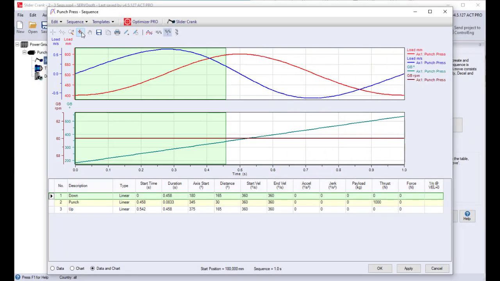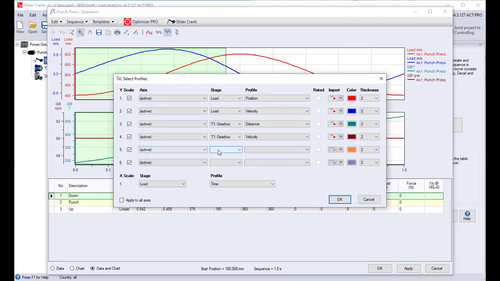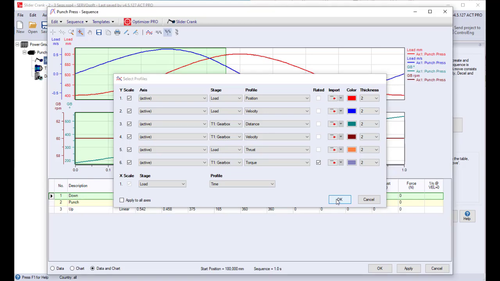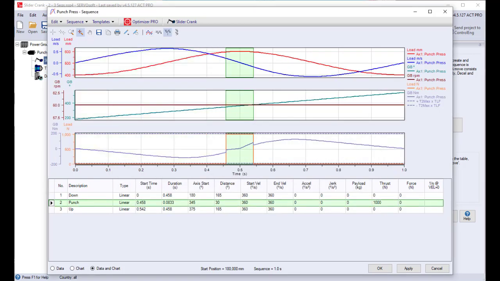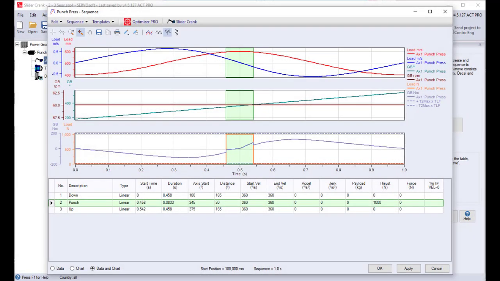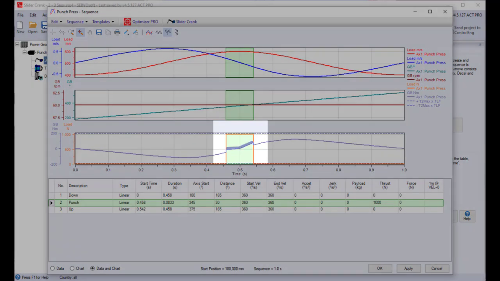To examine our sequence even further, let's look at the thrust load and crank input torque by adding 2 or more profiles to the chart. So as the press enters the contact window with the sheet metal, the 1000 Newton thrust load is added. The punch press moving mass is 100 kilograms, so with gravity, this is almost identical to the required punch force of 1000 newtons. Hence the crank torque is relatively small during the punch segment.